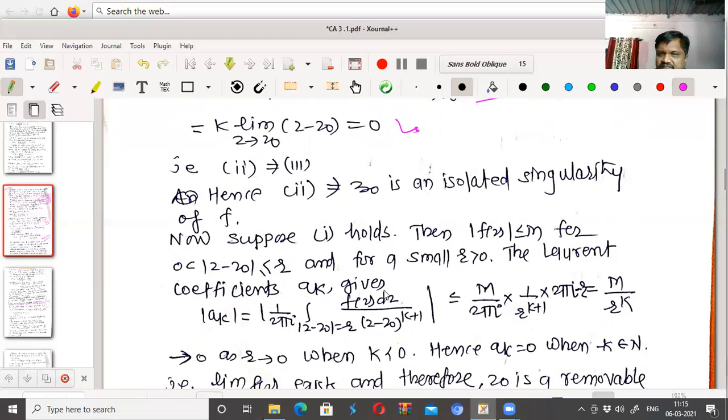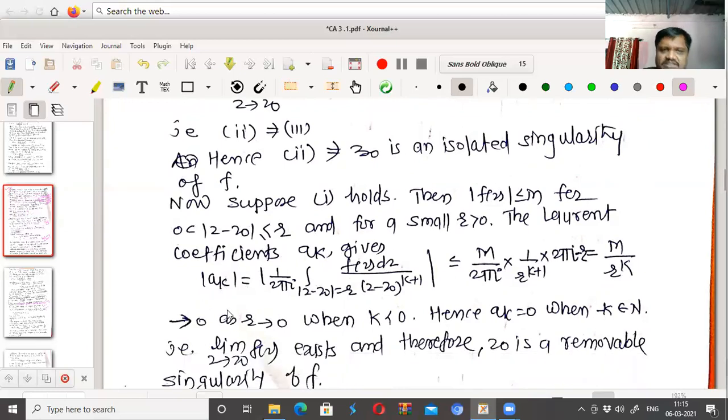Now the Laurent coefficients a_k are given by the following. If f is analytic or bounded in the annulus, then f(z) can be expressed in a Laurent series expansion, where the Laurent series coefficients can be found using this: mod of a_k equals mod of 1 upon 2 pi i times the integral over this circle with center z0 and radius r of f(z) upon (z minus z0) to the power k plus 1 dz.